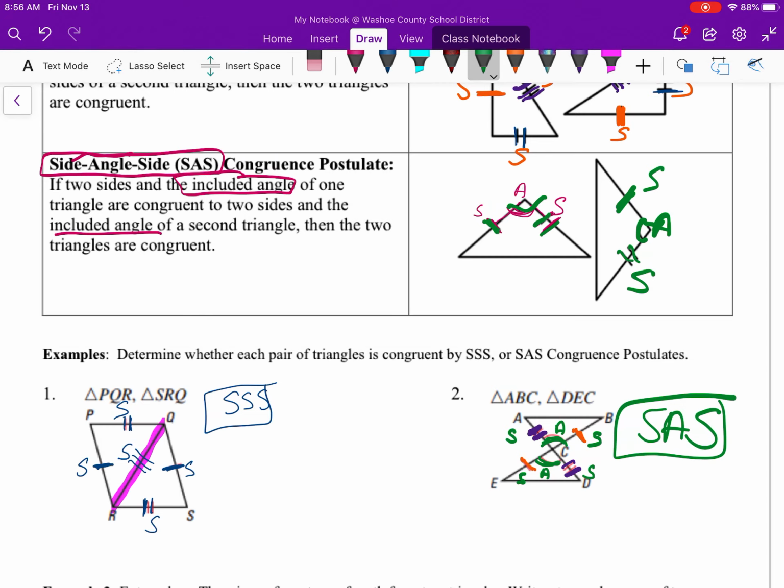Okay, so again, go based off of what they are giving you. Sometimes your pictures will have more than one congruence theorem, but you never want to make any marks yourself.